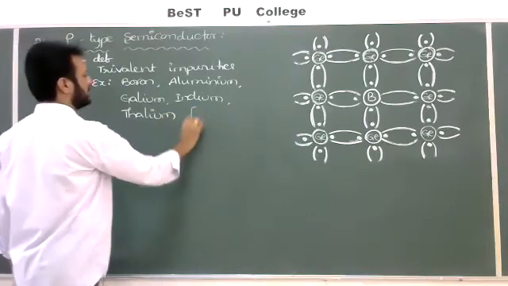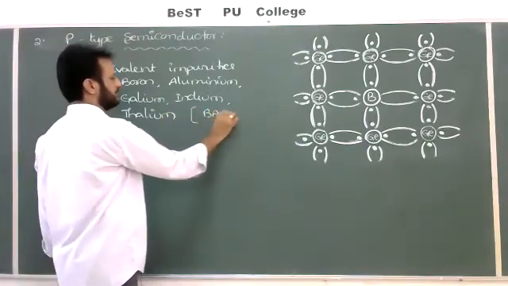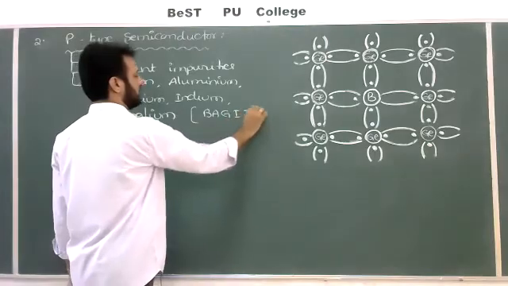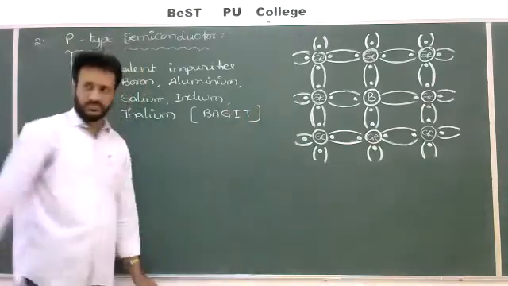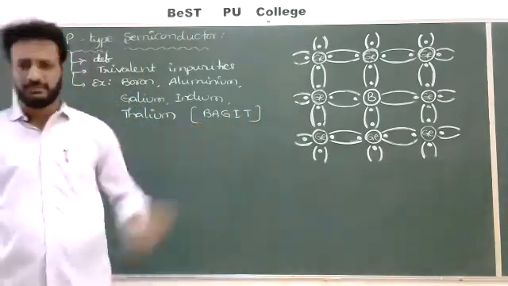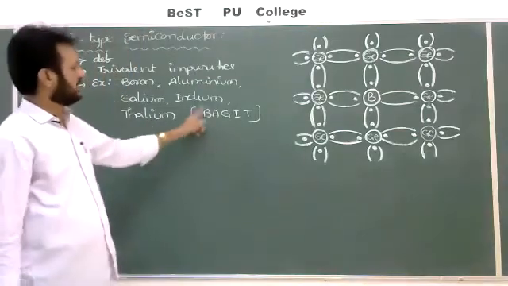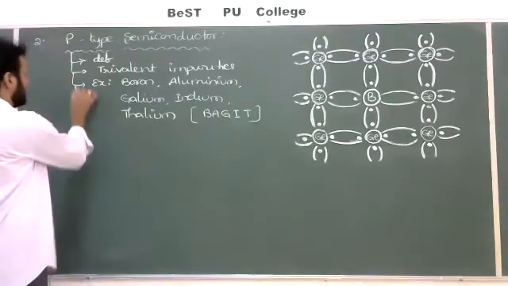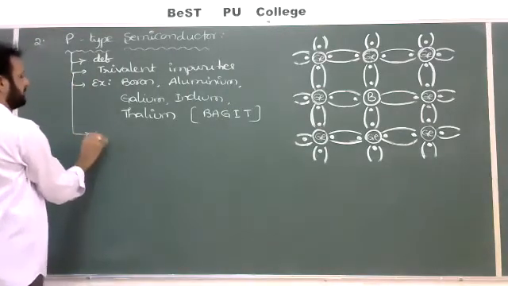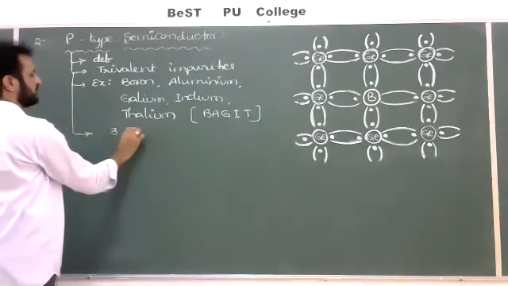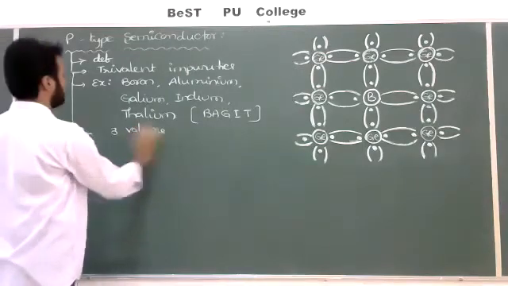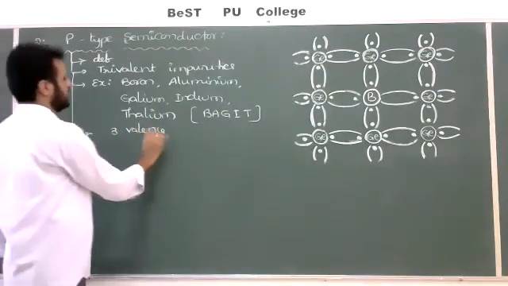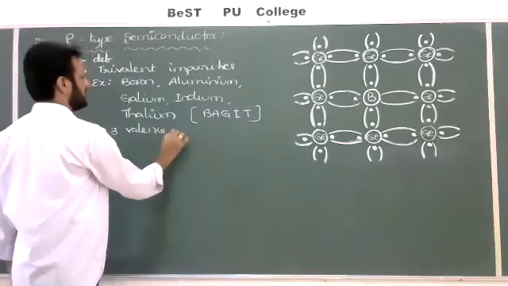So this we can write a short form, but in the exam don't write it. It is only to remember easily. Boron, aluminum, gallium, indium, thallium are nothing but trivalent. Trivalent means they have 3 valence electrons, so in the outermost orbit they have 3 electrons.